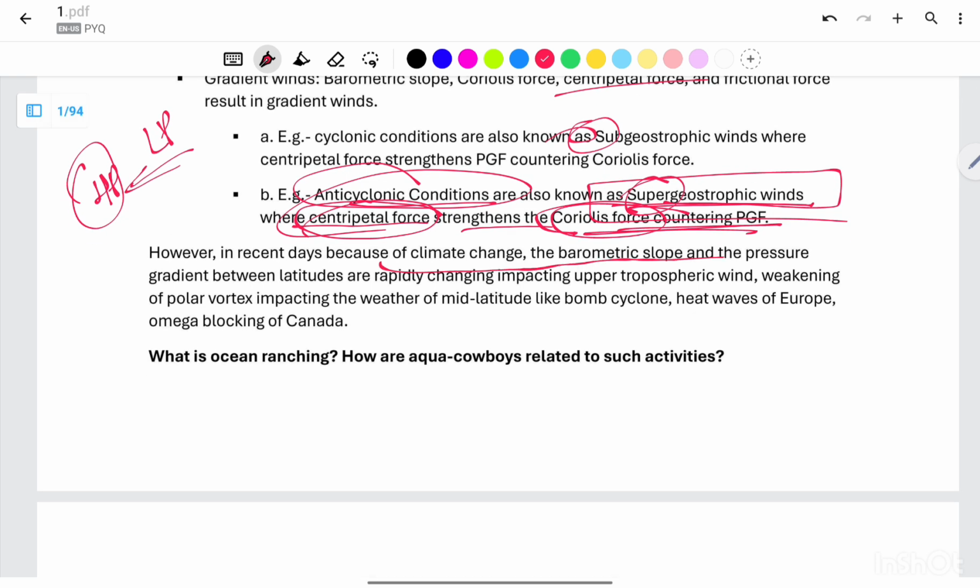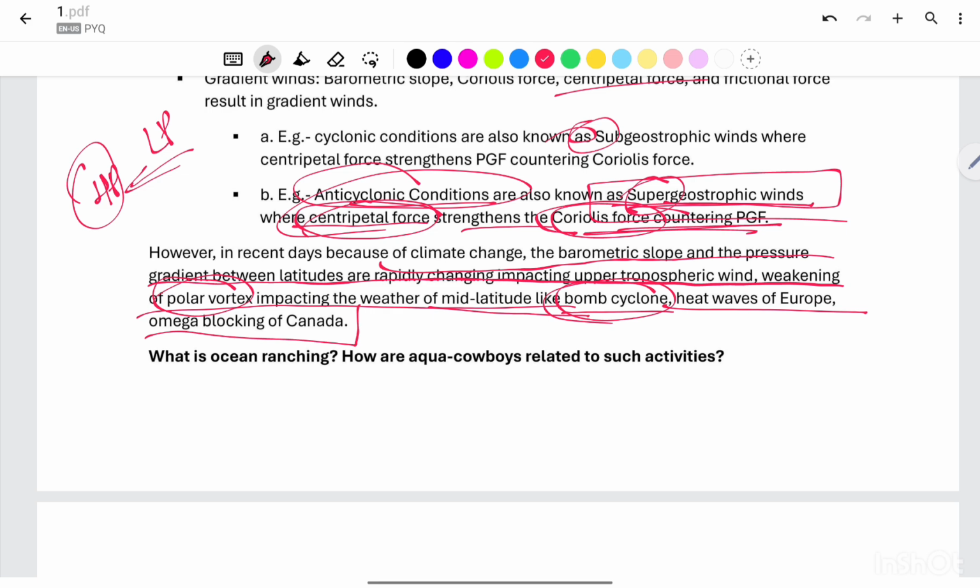In recent climate change, the barometric slope and pressure gradients between the latitudes are rapidly changing, impacting the upper tropospheric wind, weakening the polar vortex, and impacting the weather of the mid-latitudes, like bomb cyclones, heat waves of Europe, and omega blocking of Canada.